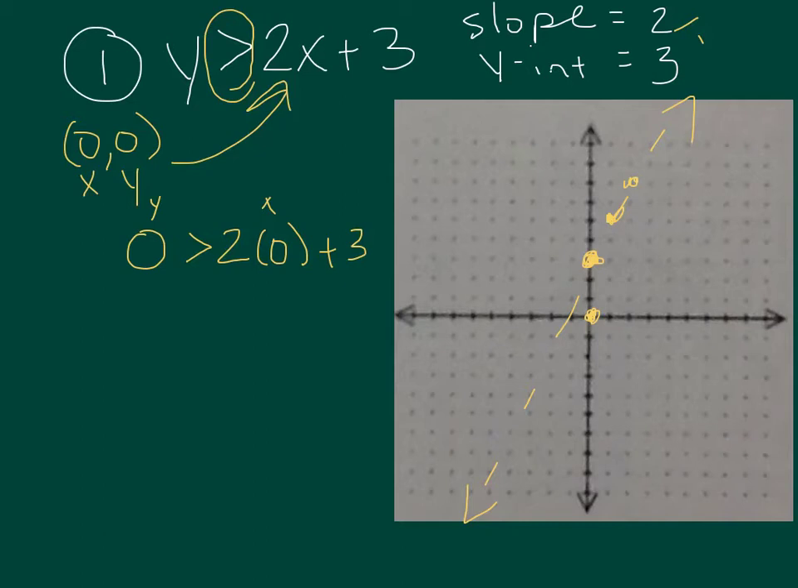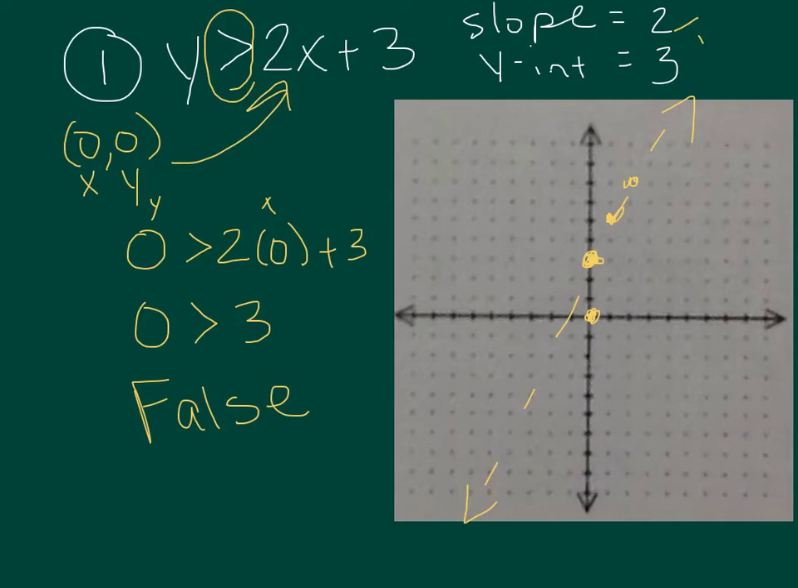I want to know if this is a true or false statement. I want to know if 0, 0 is an answer to this problem. So I plug it in and I get 0 is greater than 2 times 0, which is just 0, plus 3, which is 3. So then I read that: is 0 greater than 3? No, that's a false statement.